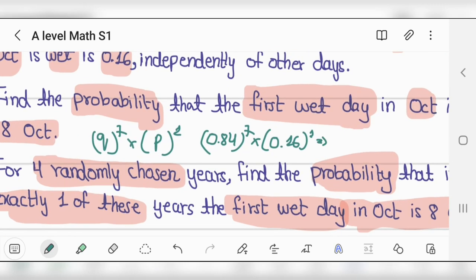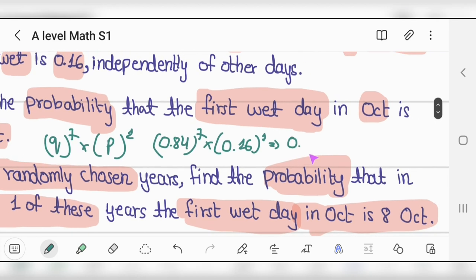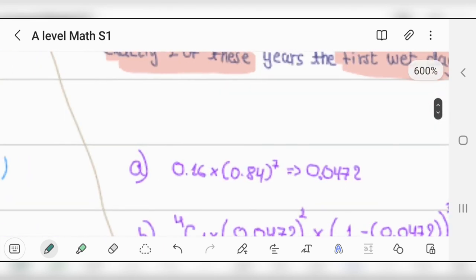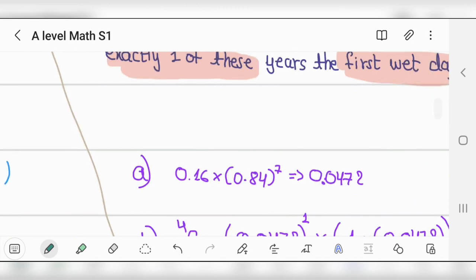What is the answer? Let me use the calculator. 0.84 to the power 7, and multiply this by 0.16 to the power 1, and you will get 0.05. Okay, or you'll just get 0.0472. Fine.